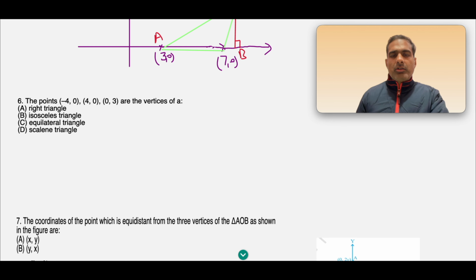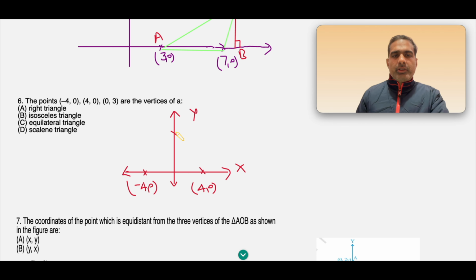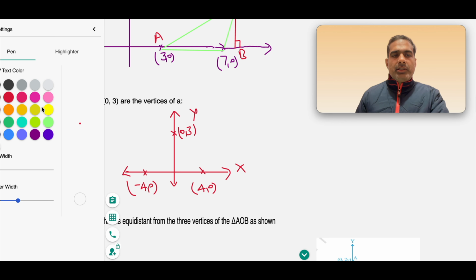But that will take a lot of time. So again, let's think about what is given and what has been asked and how we can answer it quickly. So this is the x-axis, this is the y-axis. One point is (-4, 0), which will be somewhere on the left side of the origin. The other point is (4, 0) on the right side of the origin, and one point is (0, 3). So these are the three vertices.